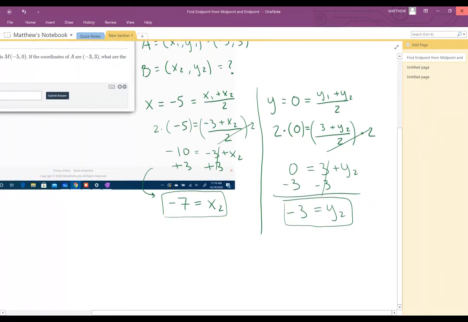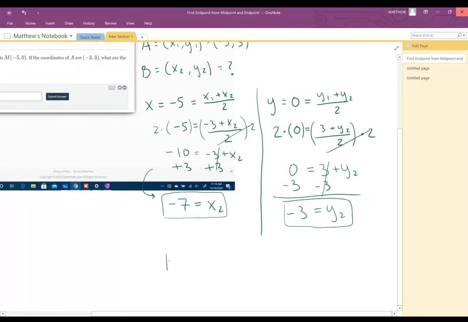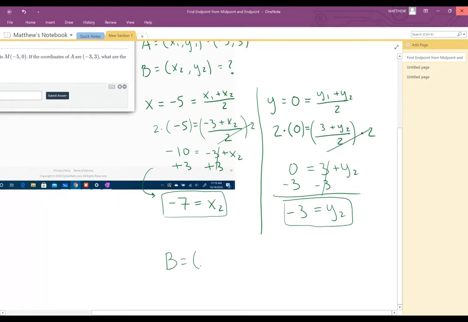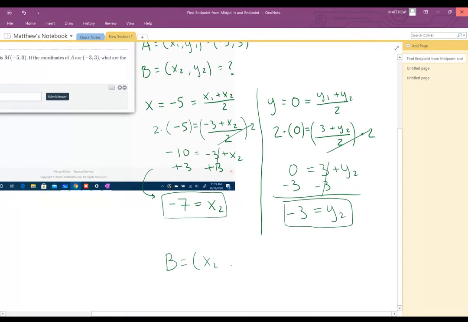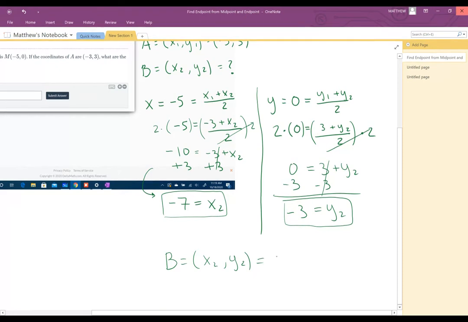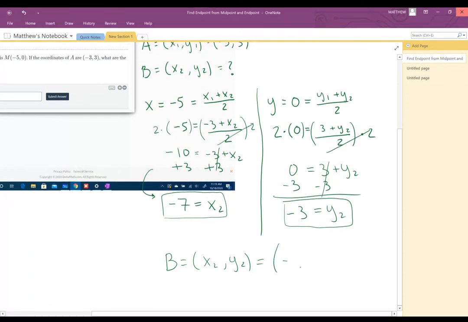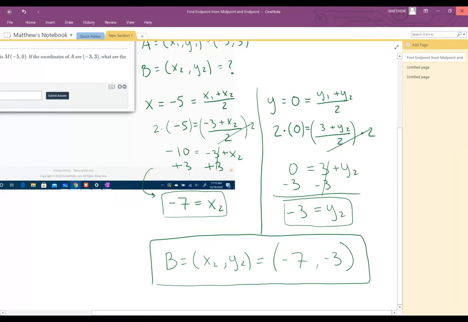Now I have my final answer. The point B, which is equal to x2, y2, has the coordinates -7 and -3. So now I have found the endpoint B.